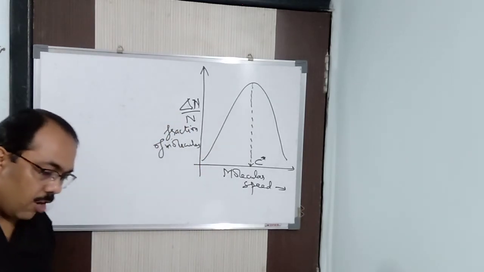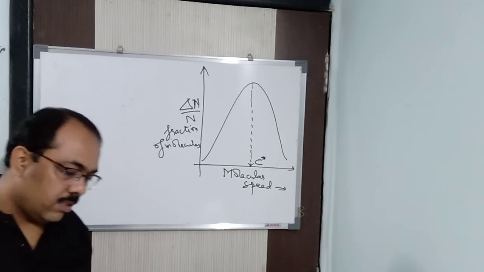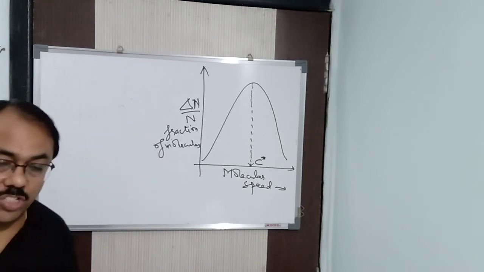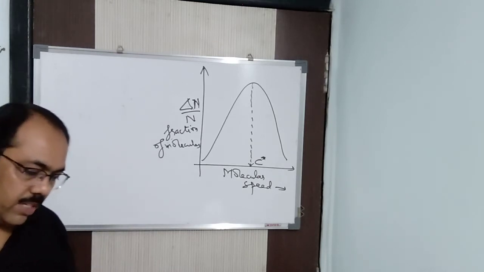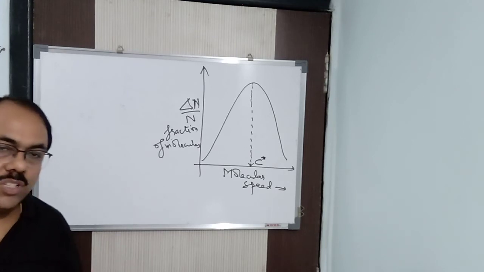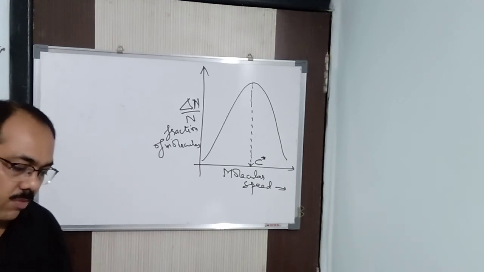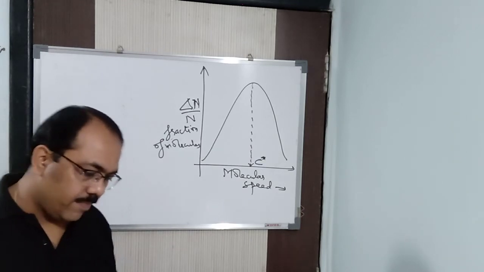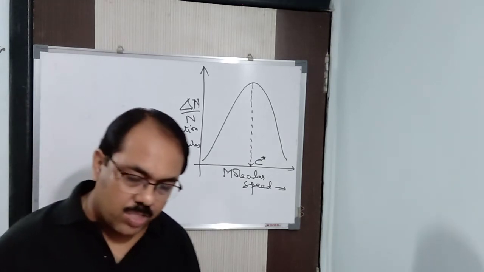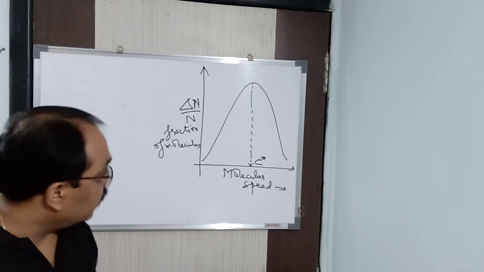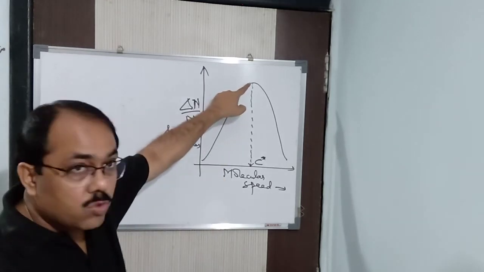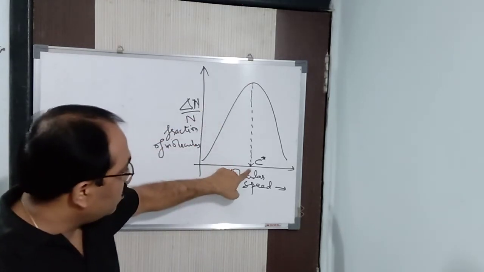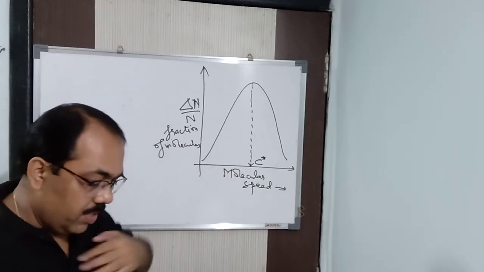So how do we calculate the most probable speed? I think you understood the definition. The most probable speed is the speed possessed by the maximum fraction of the molecules, or the maximum number of the molecules, at a particular temperature. I hope you understood. The peak of the graph shows the maximum number of molecules possessing a particular speed. This is called the most probable speed.